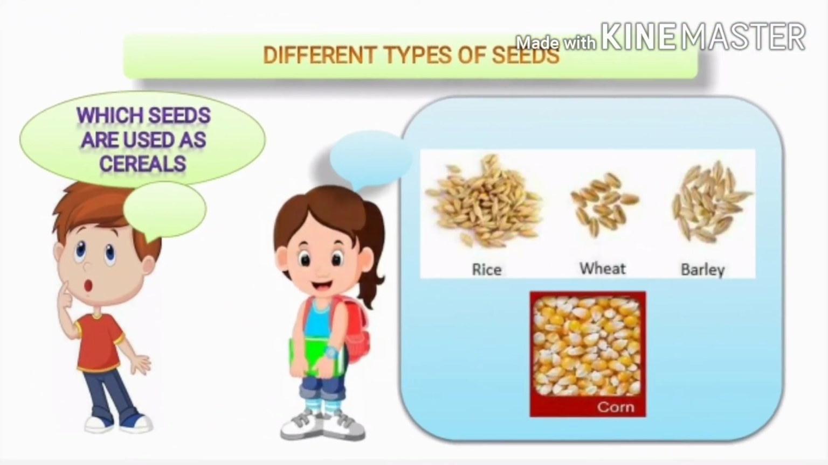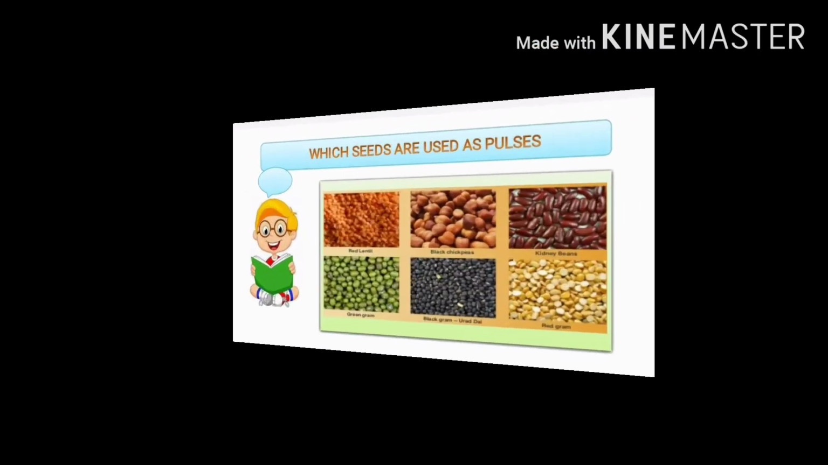Now we will see different types of seeds. So the first one is seeds which are used as cereals. The seeds which are used as cereals are rice, wheat, barley, corn, etc. Now let's move on to the next slide for the second type of seeds.